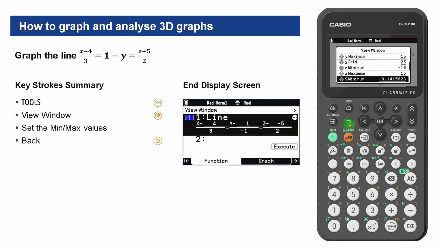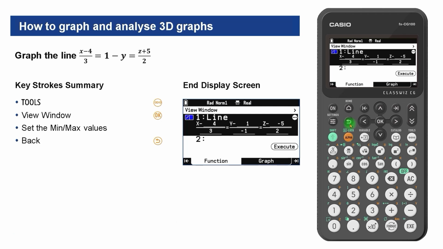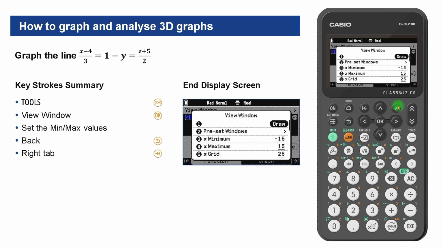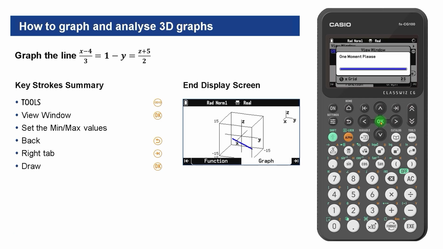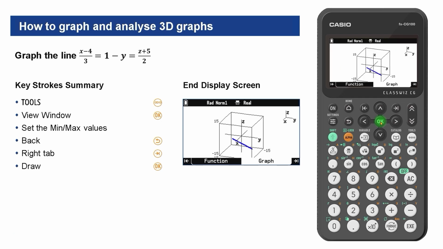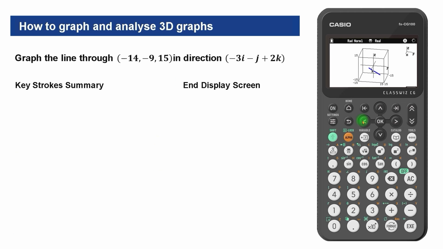Press Back to close the pop-up and return to Function. Then Right tab and Draw to show the line. Scroll to rotate the view vertically and horizontally. We can now add another line equation.